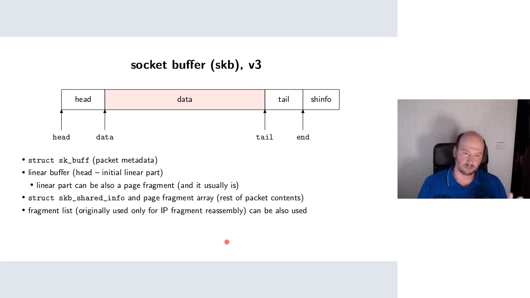So that's one example of more complicated packet processing and more complicated data structures used to be able to squeeze as much performance as possible out of the networking stack.